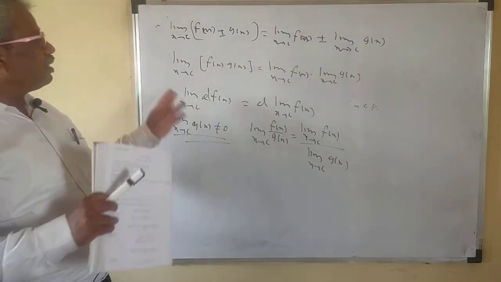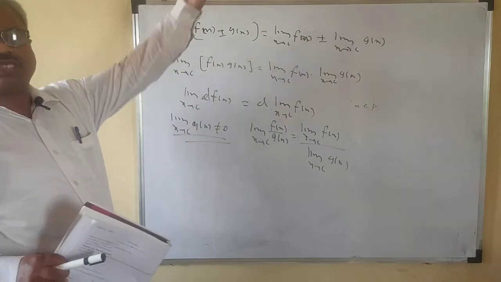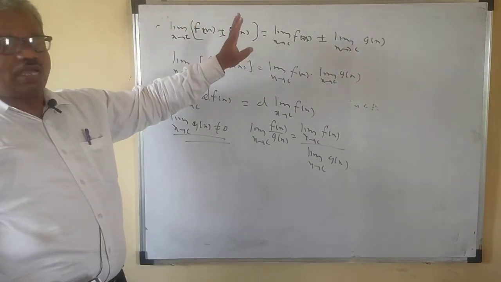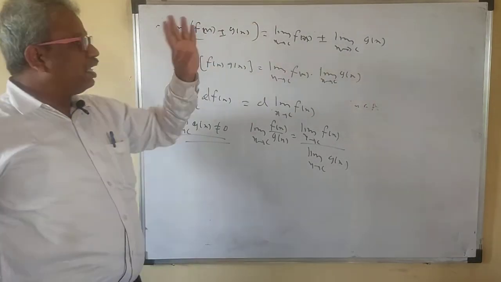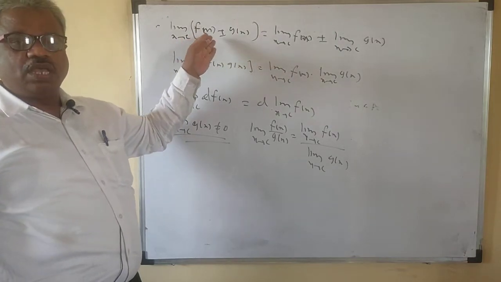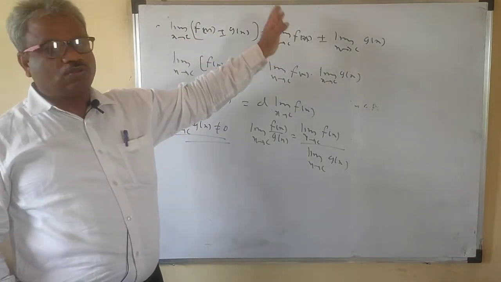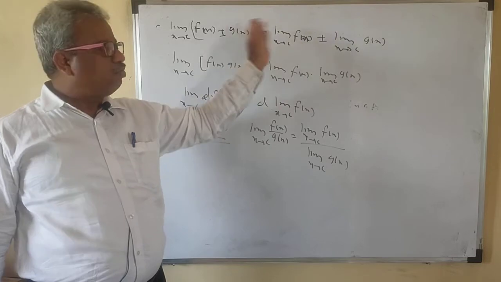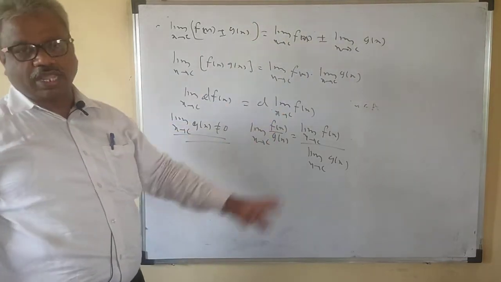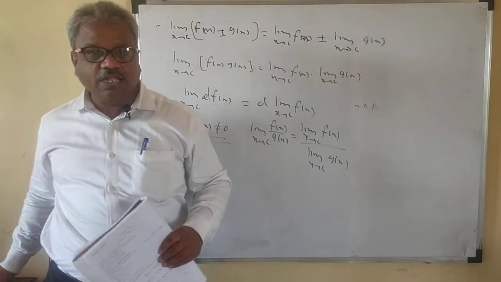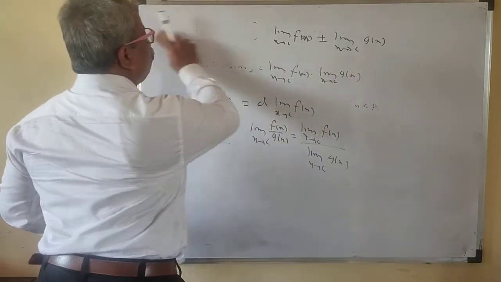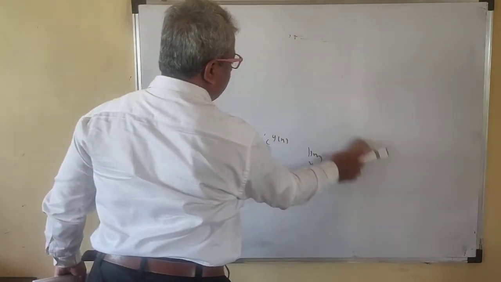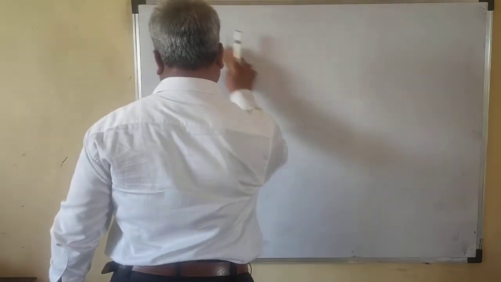So they will ask like this: limit x tends to C, f of x is equal to 2, limit x tends to C, g of x is equal to 5. Then limit x tends to C, f of x plus g of x is, suppose, 2 plus 5, or 2 minus 3, something like this. So you can find easily the limit of the product and this. If individual limits are given, then you can find the sum, product or division.